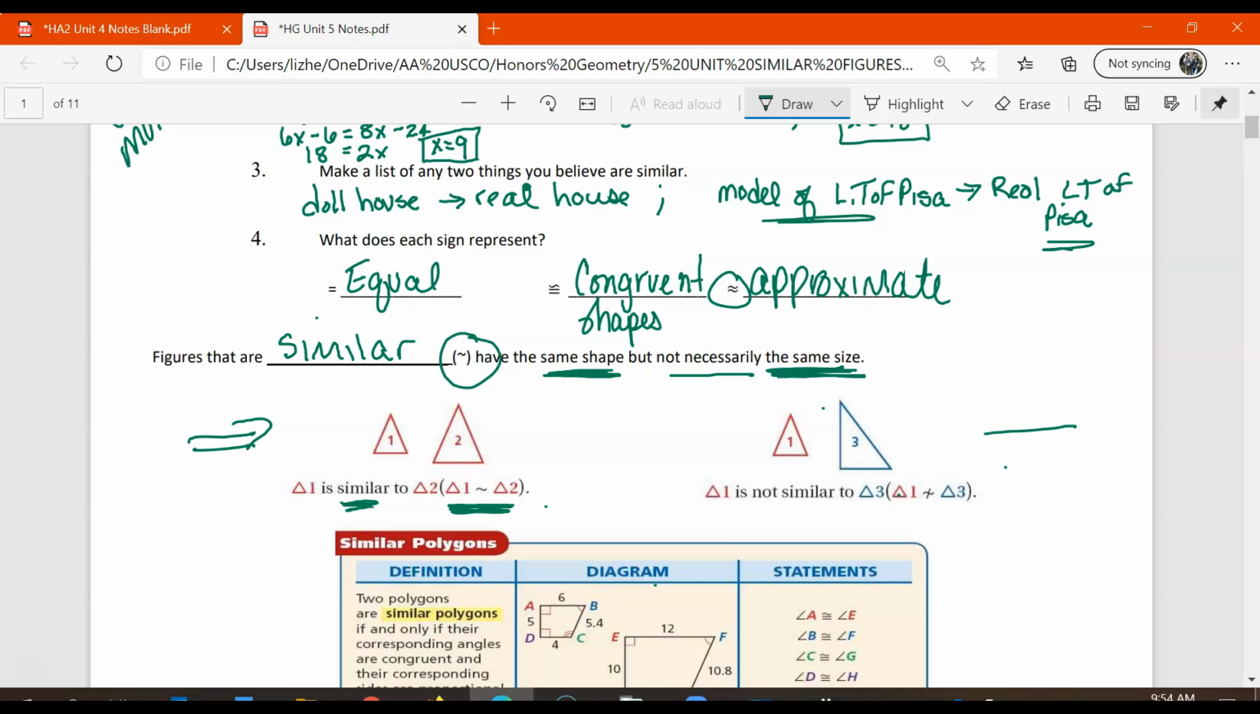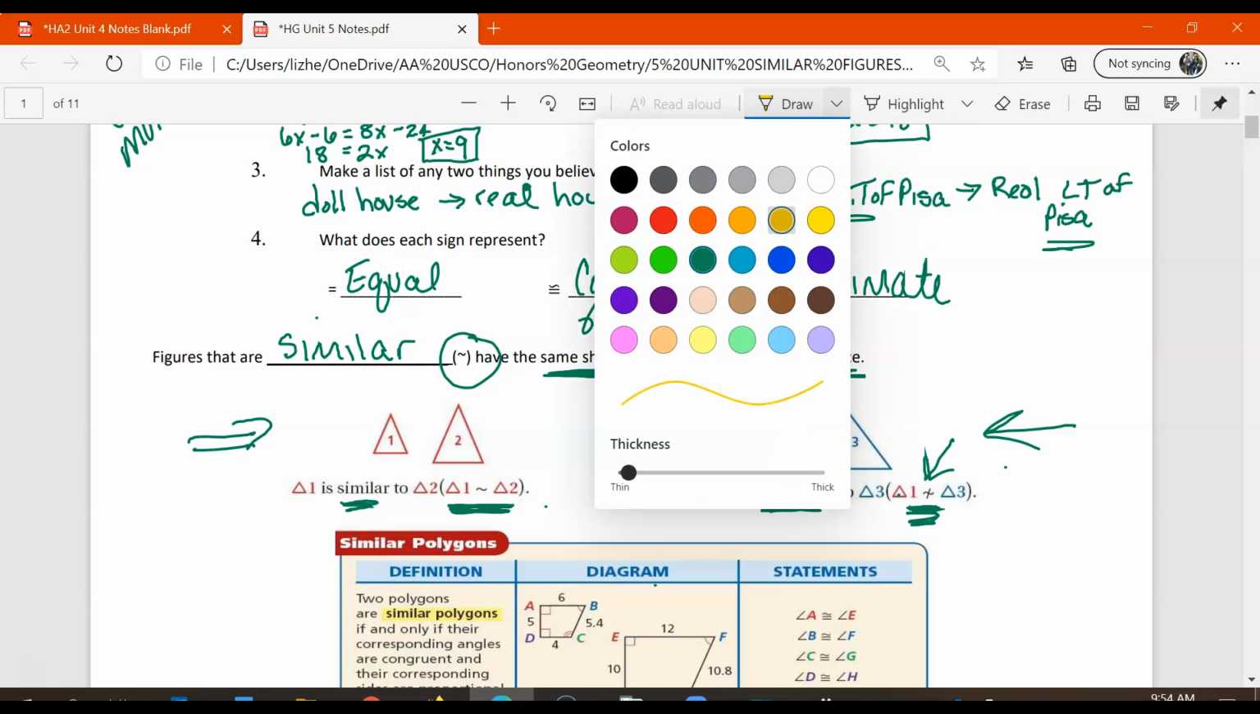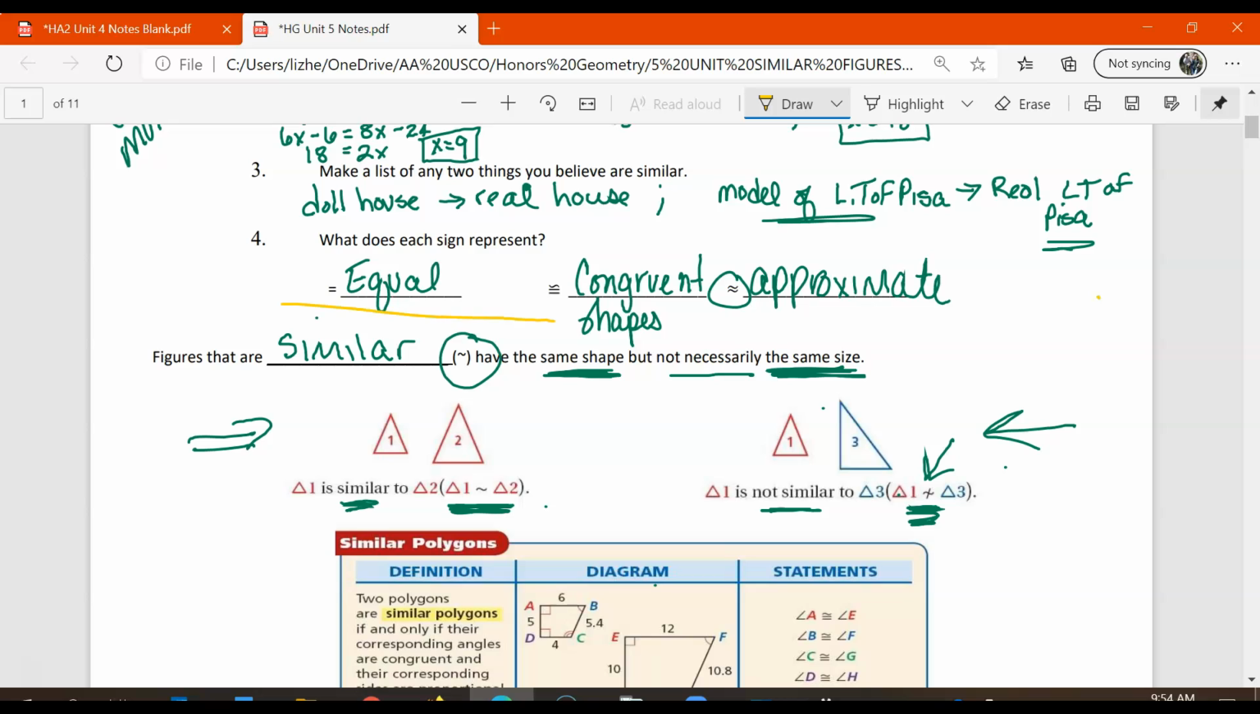Now looking here, we have triangle 1 and triangle 3. They are not the same shape. Therefore, they are not similar. Triangle 1 is not similar to triangle 3, and there's the symbol for not similar. So remember, here's your definition of similar. They have the same shape, but not the same size.